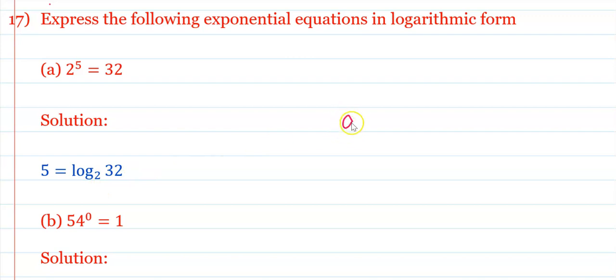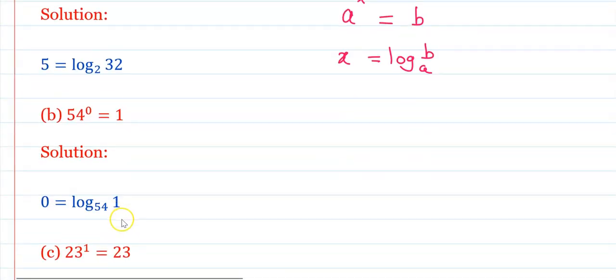For example, suppose that here I have a raised to x is equals to b, then this can be converted into the log form, that is x is equals to log of b to the base a, in this way. Okay, and similarly here 5 is equals to log of 32 to the base 2. Next is 54 raised to 0. Again it can be written as 0 is equals to log of 1 to the base 54.